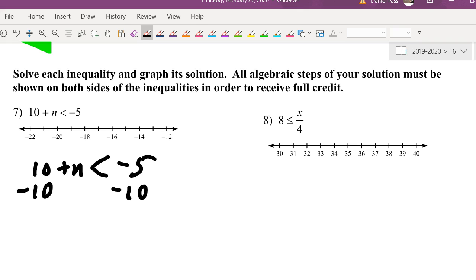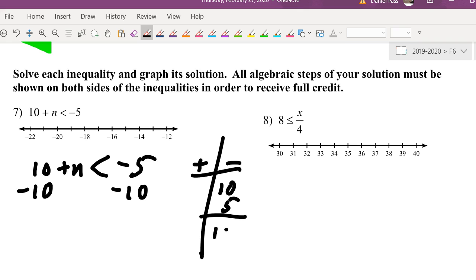Minus 10 on both sides. Now, I'm going to use my negatives, which some of you are not doing and not getting half credit and getting the wrong answer. Don't do that. 15 bad guys. n is less than negative 15. If I have time to show my work in a YouTube, then you definitely have time to show your work during the test.